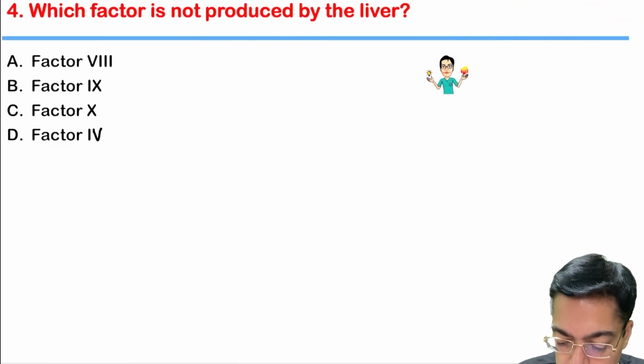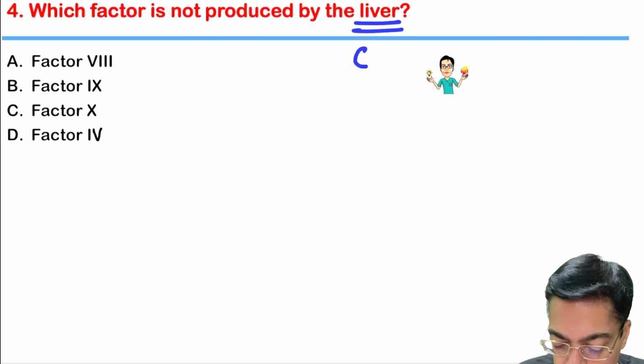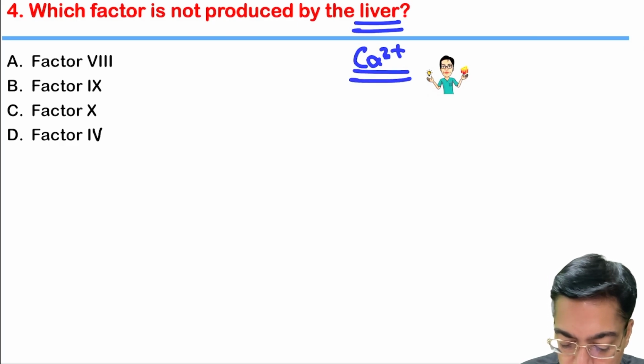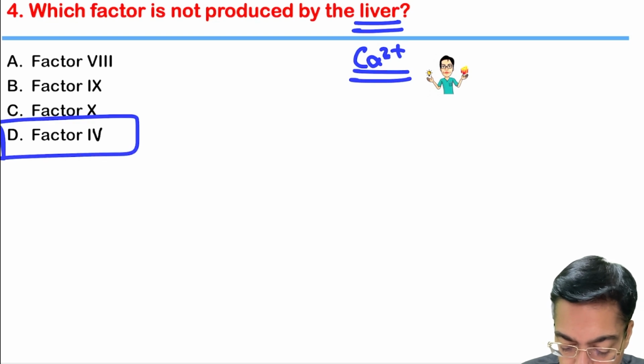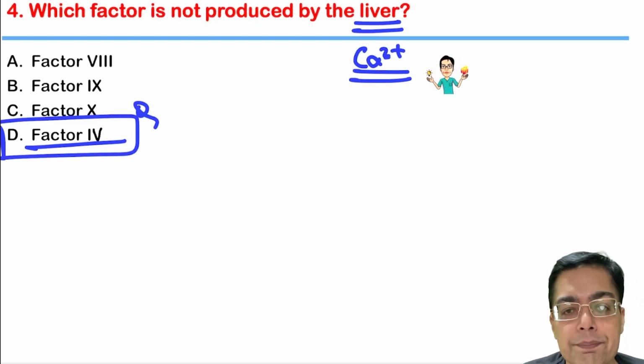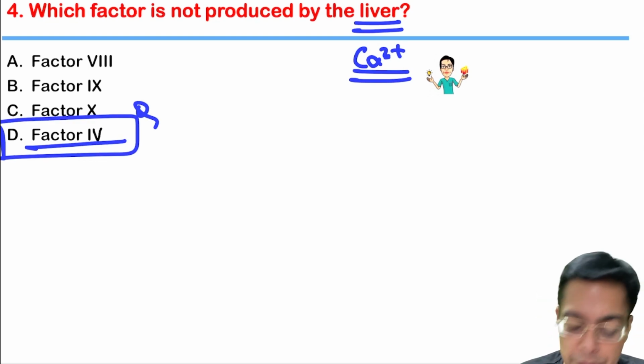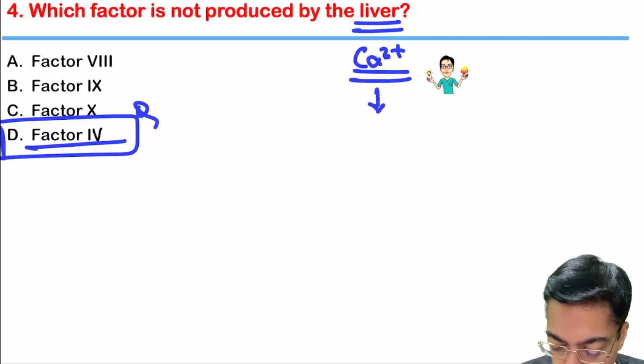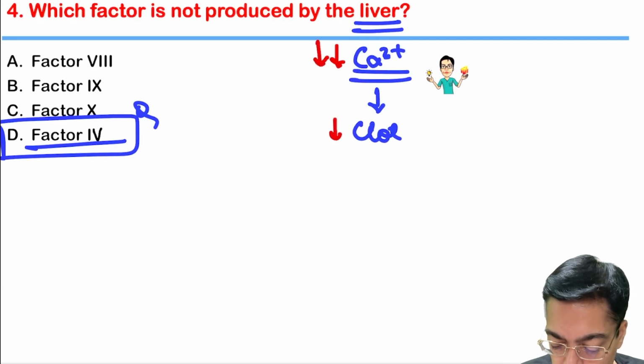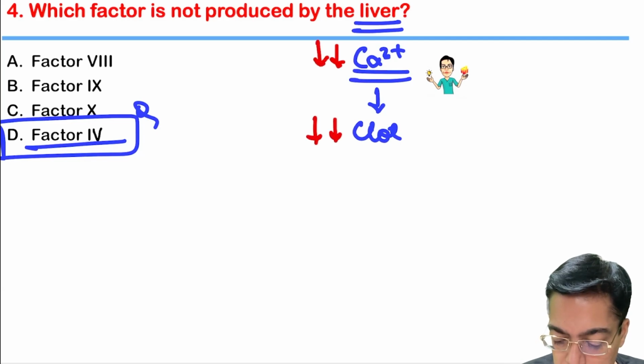So primarily all the clotting factors are being produced by the liver except for calcium. Calcium, which is very important for clot formation, is going to be given the name of factor 4. That is what you need to keep in mind over here. What's the importance? The clinical importance is very simple. Calcium is required for clot formation, friends. If because of any reason you are going to be decreasing the ionized calcium, the chances of clot formation are going to be going down.